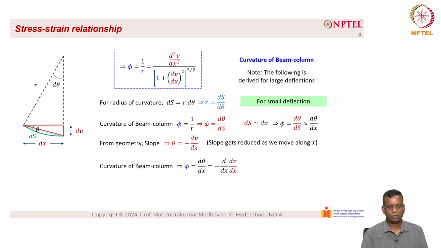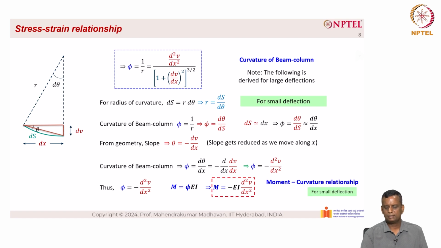So the curvature of the beam column is given as phi equal to d theta by dx, that is equal to minus d by dx of dv by dx. Simply we are substituting the value of theta in the previous equation, which gives you minus d by dx of dv by dx, which is nothing but phi equal to minus d square v by dx square. Thus, we get phi equal to minus d square v by dx square, and m equal to phi into EI, which gives you the equation m equal to minus EI into d square v by dx square. This is the moment curvature relationship for small deflection.